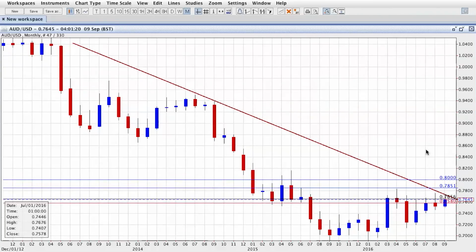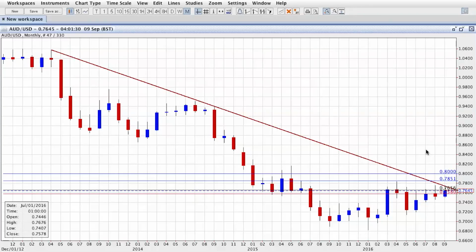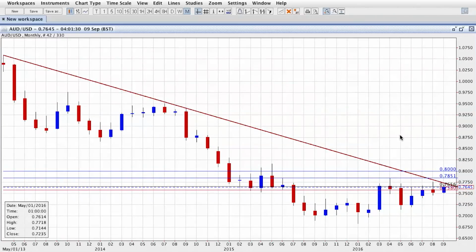And of course, to the downside, the 75.80 area will be crucial as always, and it really needs to hold that, otherwise it can certainly slip off down towards that 75.10 support. So really all eyes on the Aussie, and I think it'll be a very interesting time for Aussie traders.